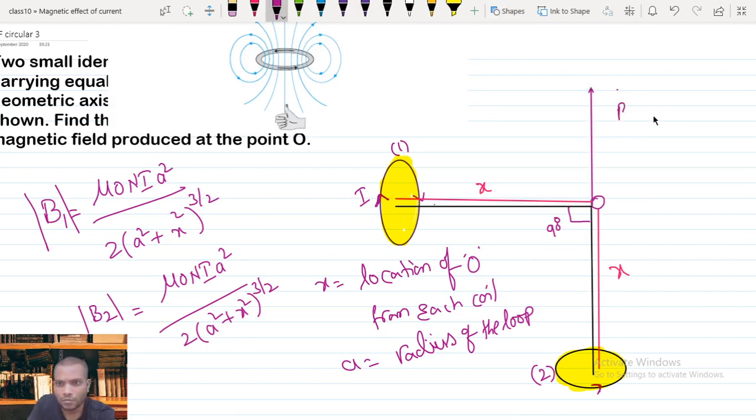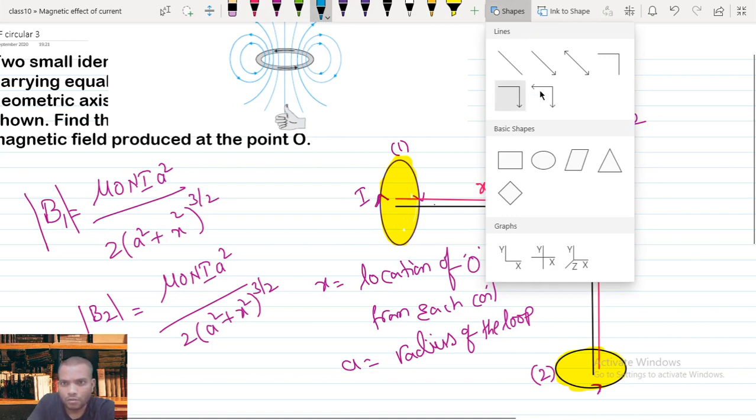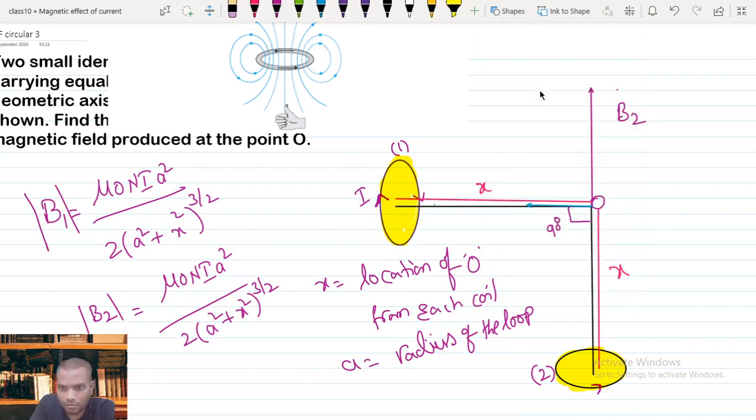This is from the second coil, that is the magnetic field due to the second coil. And from the first coil, what is the direction of the magnetic field? If you use the right hand rule, just like in the previous problem, the direction of the magnetic field is along the inside direction. If I draw the vector here, it will point in this direction, on the same axis. So this is the magnetic field direction due to B1.